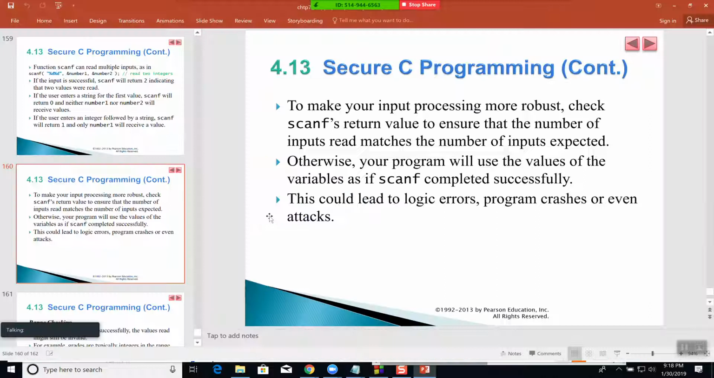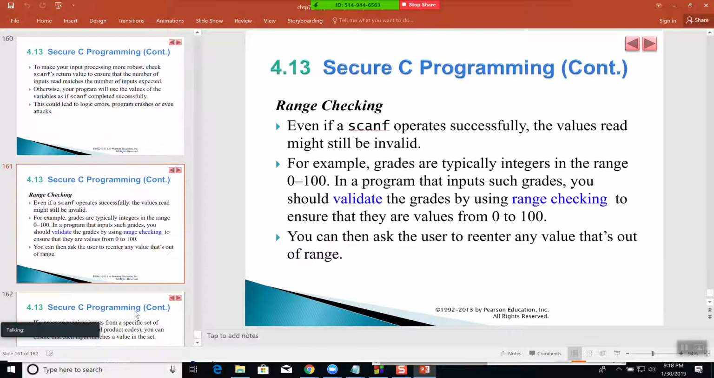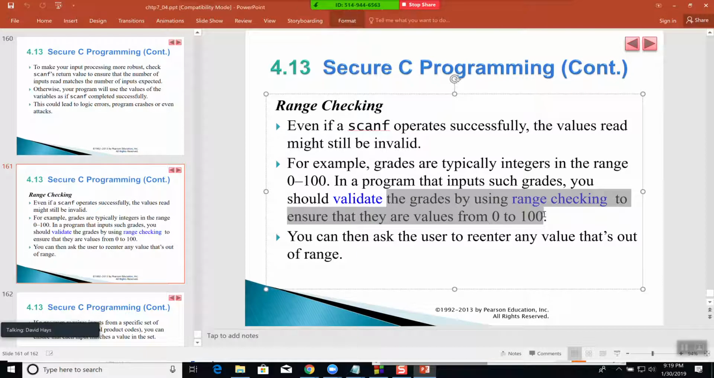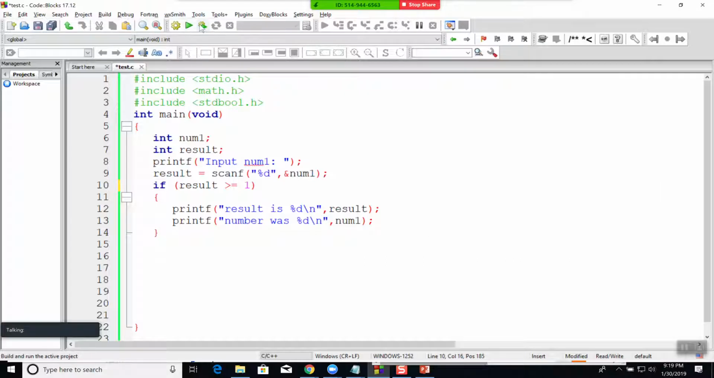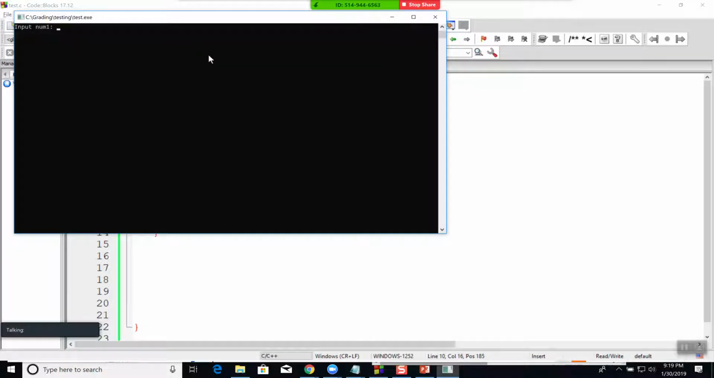It's still talking about how you need additional error checking besides just what they could potentially put in wrong. What if they put in too big of a number? Let's see. That's got to be too big. Result is 1. It didn't give us an error in that regard, did it?